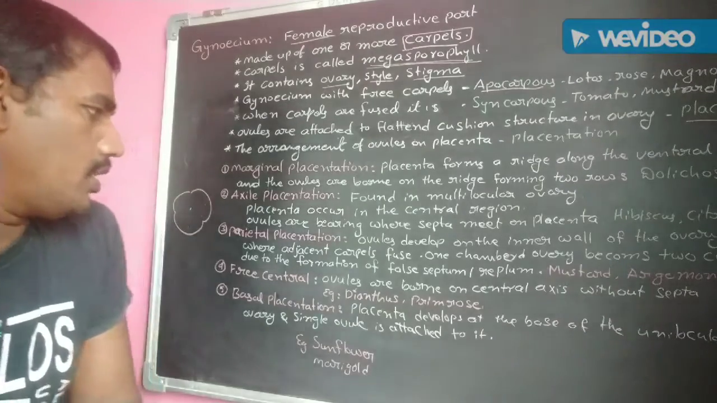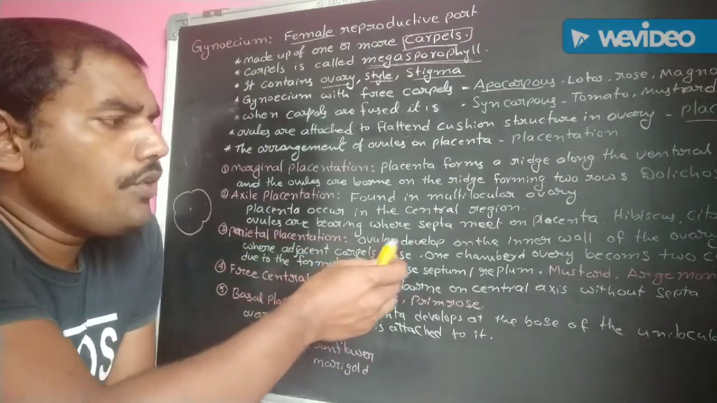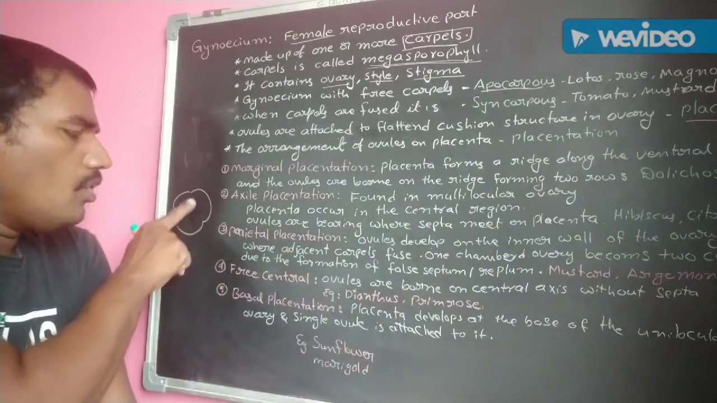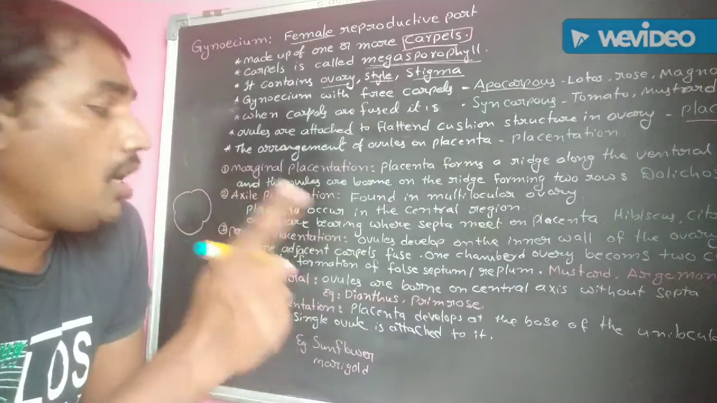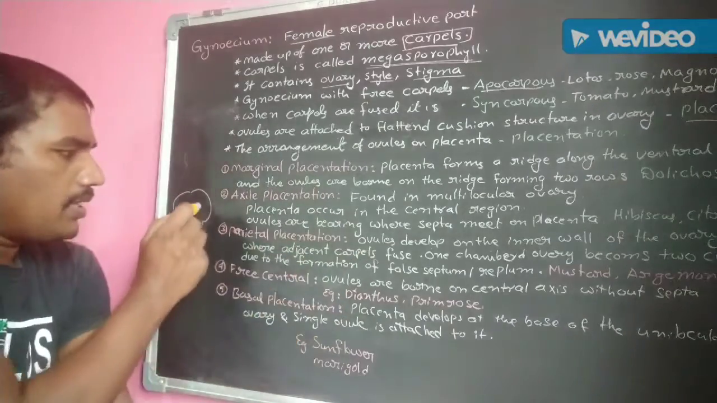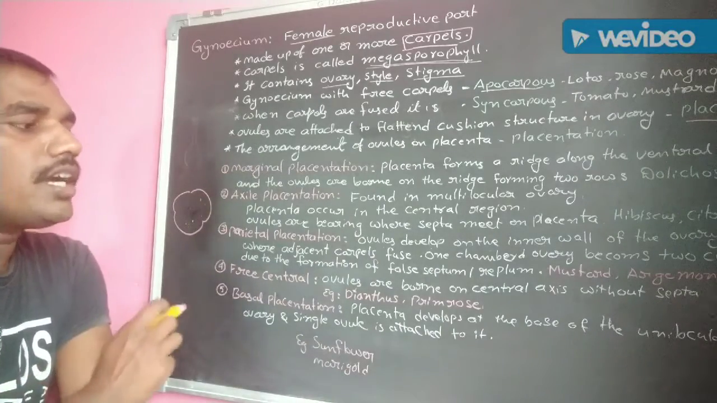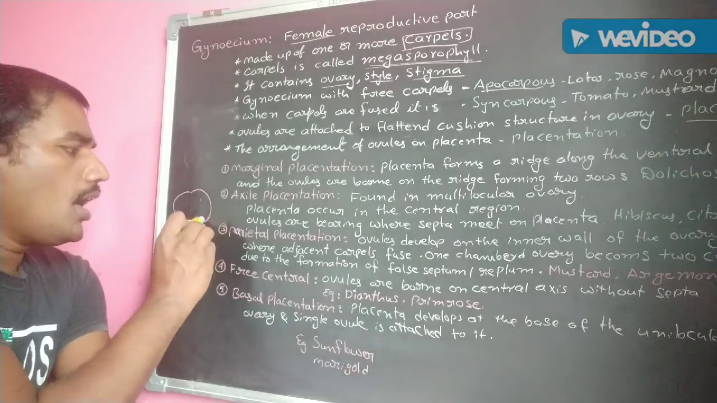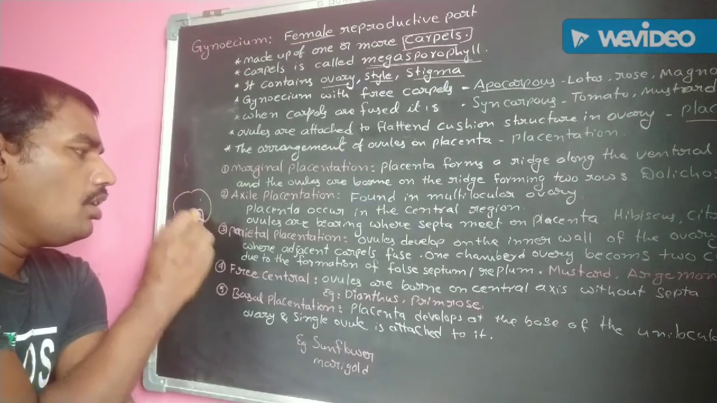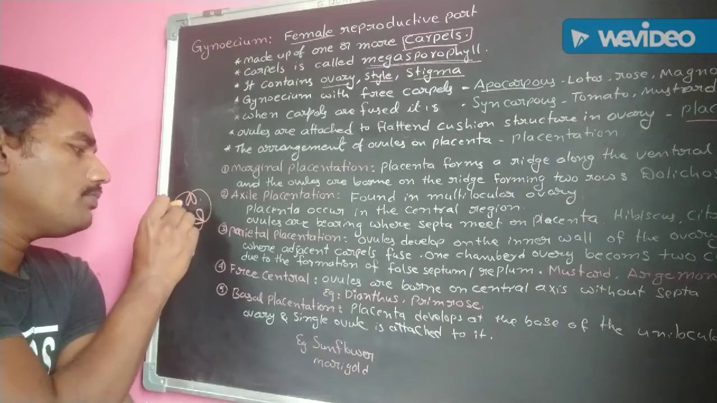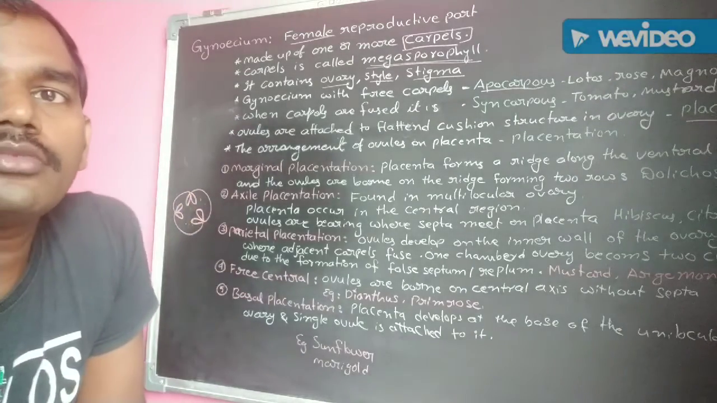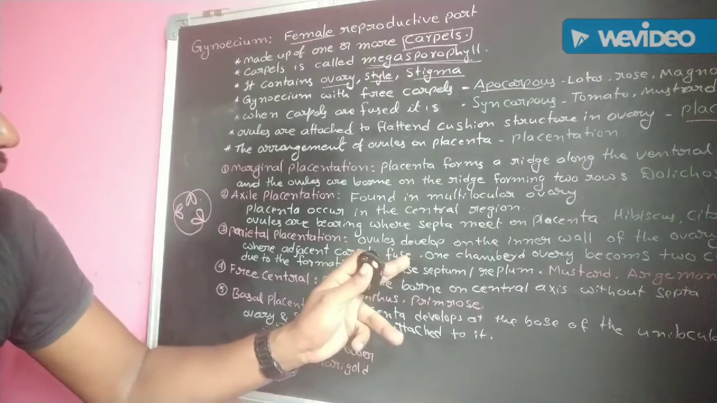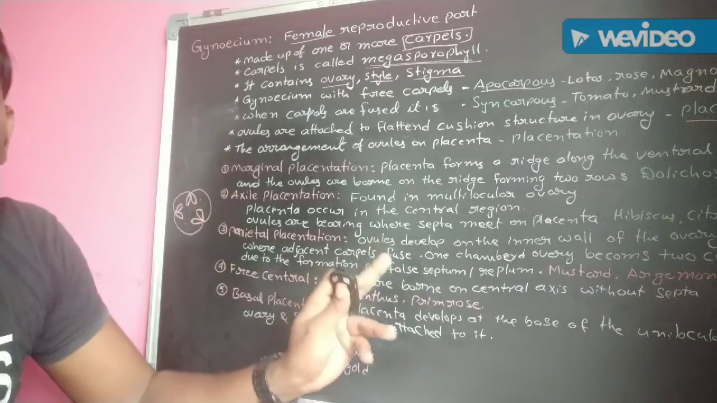Another one, parietal placentation. In parietal placentation, ovules develop on the inner wall of the ovary, at the point where adjacent, side by side carpels fuse. Where adjacent carpels fuse, the ovules develop from that fused place.